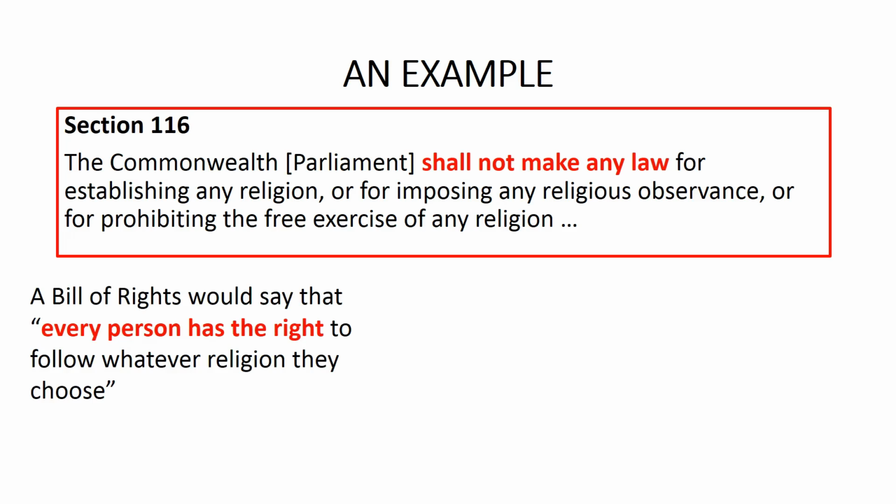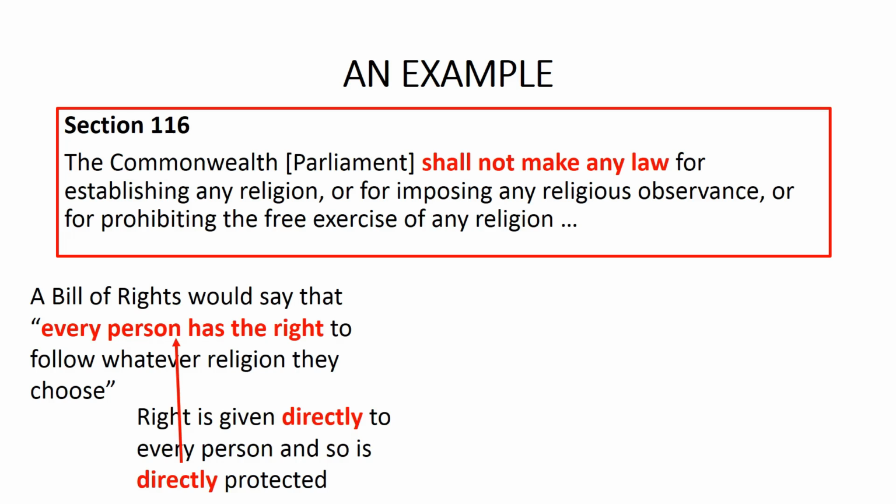Now, if we were in the United States or another country that had a Bill of Rights, the Bill of Rights would say that every person has the right to follow whatever religion they choose. You can see that under the Bill of Rights formulation, the right is given directly to every person, and so that right is directly protected. That is, a person whose right to freedom of religion is breached or infringed in some way can go to court and have the court enforce their right to freedom of religion, which they get directly from the Bill of Rights.